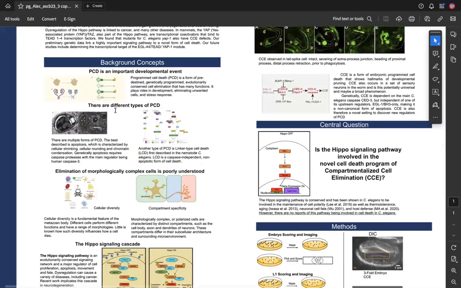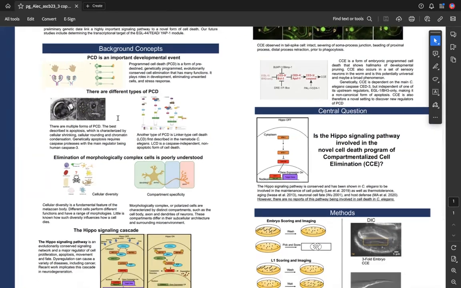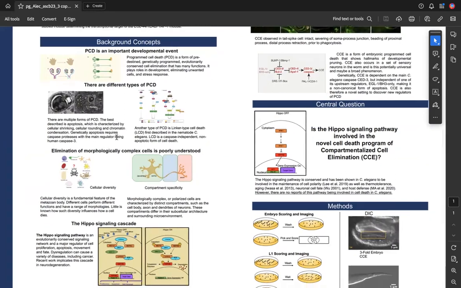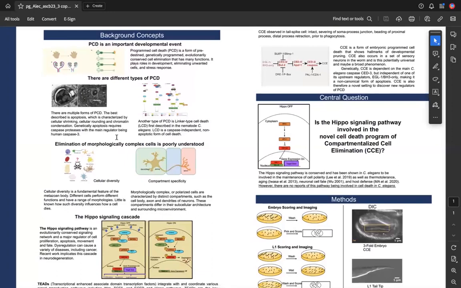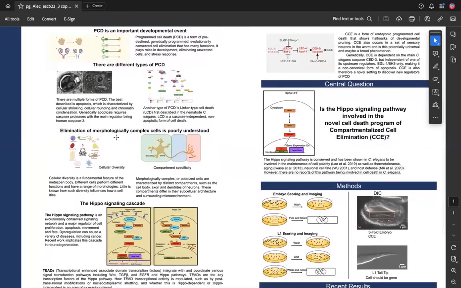There are multiple types of programmed cell death, with the most characterized being apoptosis, which is characterized by cellular shrinking, rounding, and chromatin condensation. Genetically, apoptosis requires caspase protease, with the main regulator being human caspase 3. There's another type of programmed cell death, which is linker cell death, which was first described in nematode C. elegans.